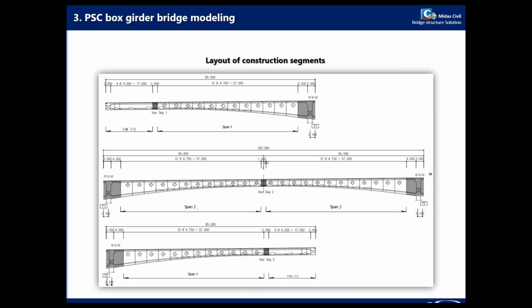So the layout of the construction segment is there, and you can see that we have three span of our structure, and in this place we have 12 from the pier toward to the key segment. We have 12 segments, and then the key segment, and then comes the full staging method, where we use the full staging method zone.